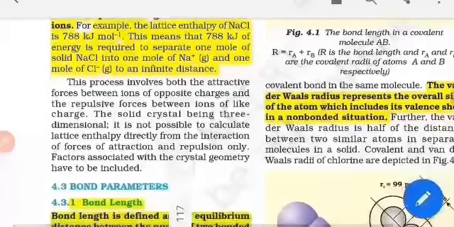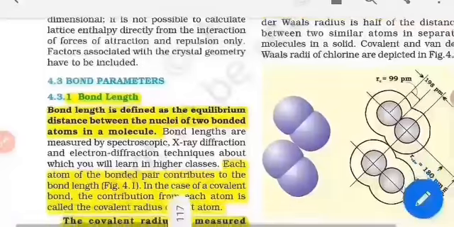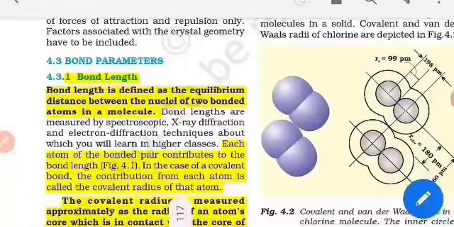Now this process involves attractive forces between ions of opposite charges, and also it involves repulsive forces between ions of the same charge. It also depends upon various factors. Let us discuss these various factors one by one. These factors are broadly categorized as bond parameters.